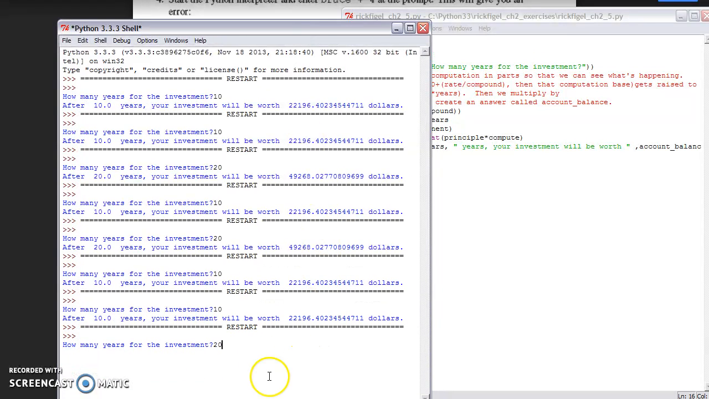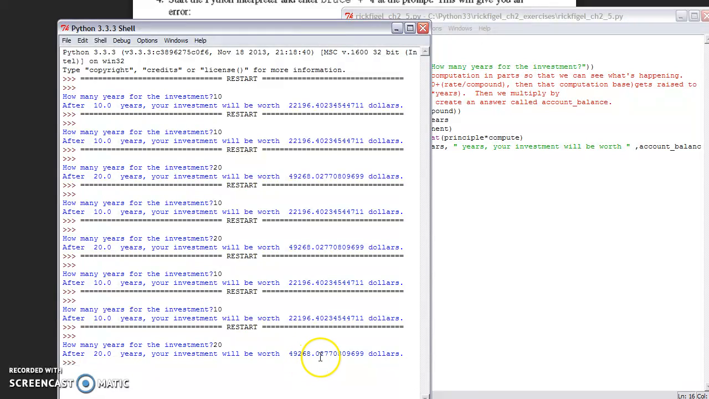Oops, I got to bring that up here. And after 20 years, my investment's going to be worth $49,000, so it did more than double. Anyway, that's my story.